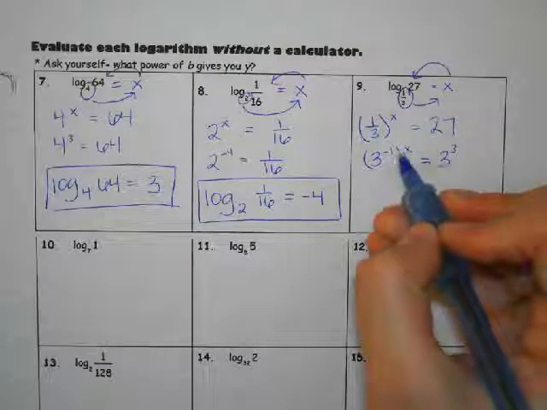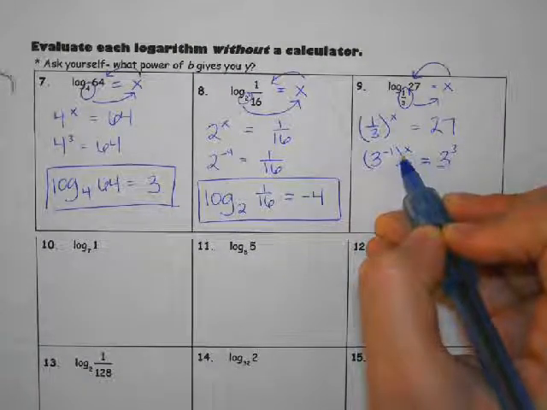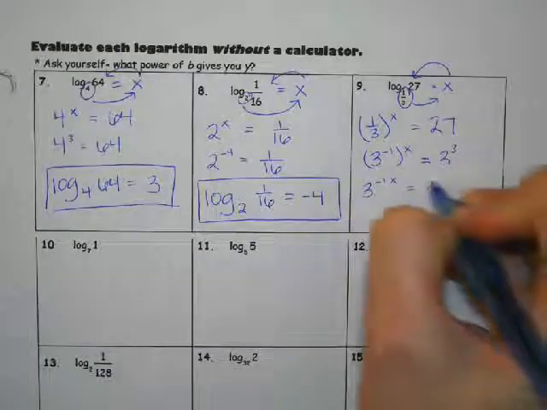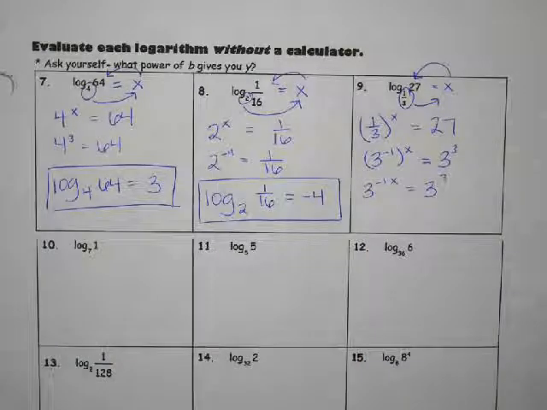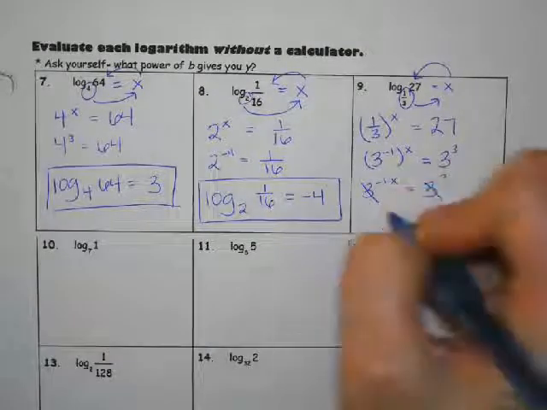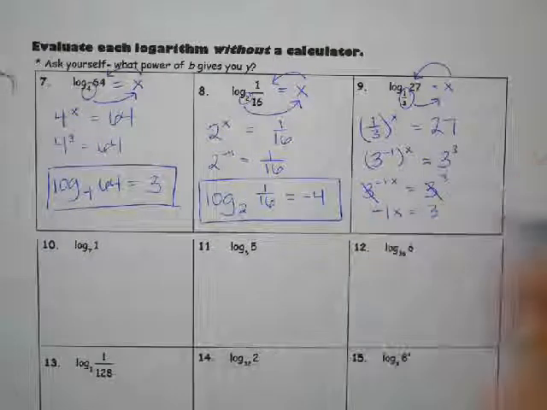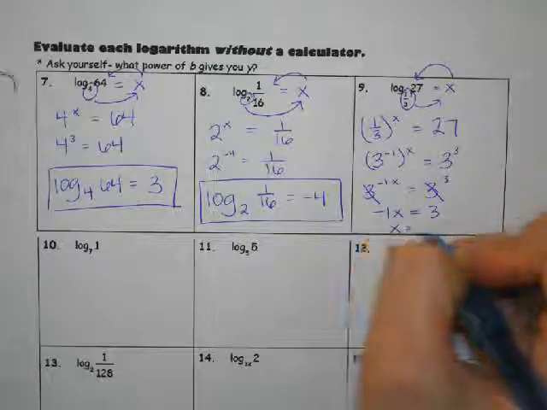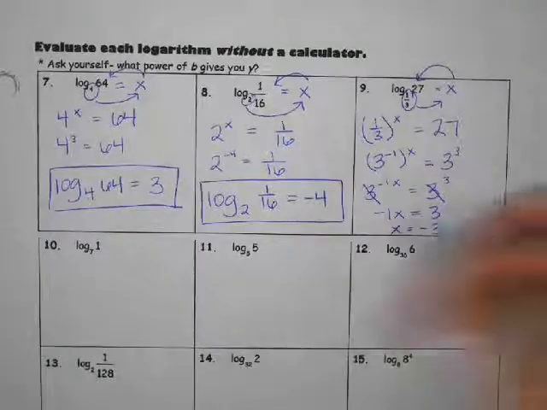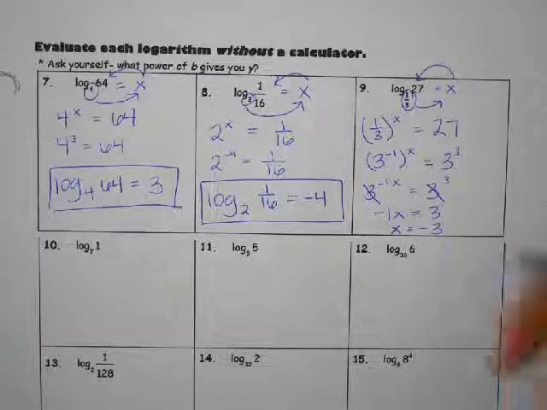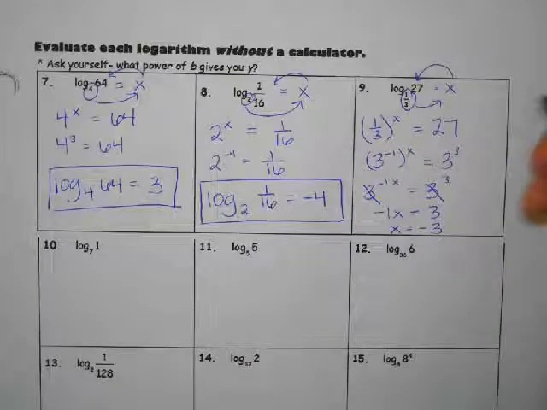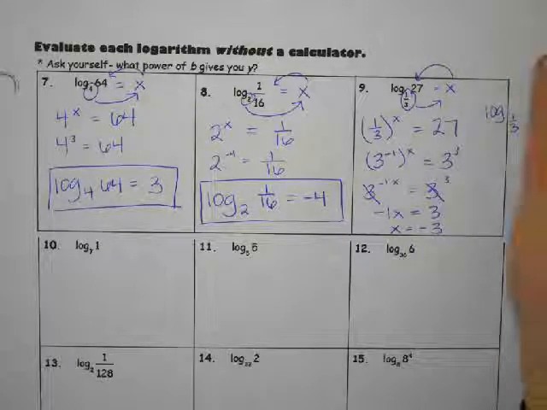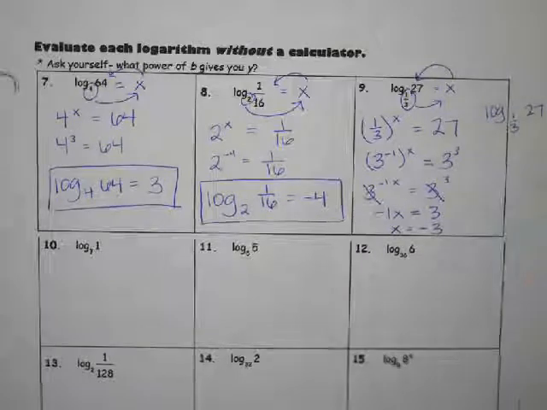And what happens to these two exponents? Yeah, they multiply or you distribute. So I've got 3 to the -1x equals 3 to the 3rd. And ditch those bases. So -1x equals 3. We could divide by -1 and then we get x equals -3. Should I box that and say x equals -3 is my answer? Yeah, so I've got to write it as though I evaluated it from the beginning. So I'm going to say log with a base of 1/3 of 27 equals -3.